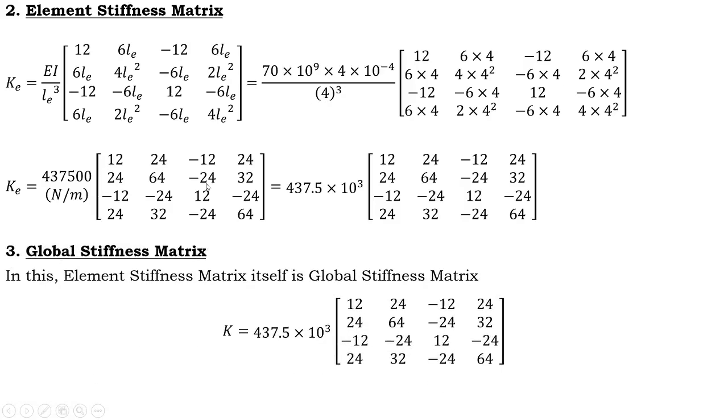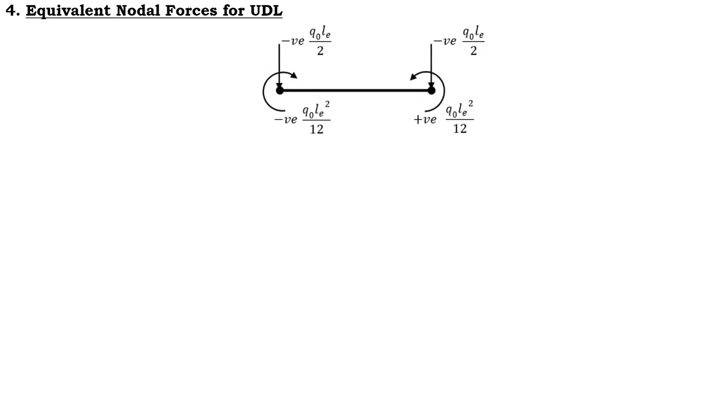Now after calculating this, I need to calculate the global stiffness matrix. As I have only one element, my element stiffness matrix itself becomes my global stiffness matrix. So this is my global stiffness matrix. Now once I get the global stiffness matrix, I need to calculate the equivalent nodal forces for the UDL force which is acting on the beam. We know it is a UDL force which is acting vertically downward. Therefore these are the equivalent nodal forces.